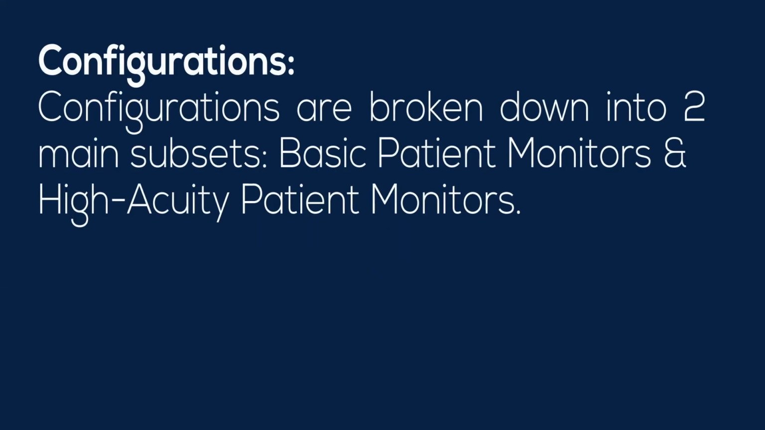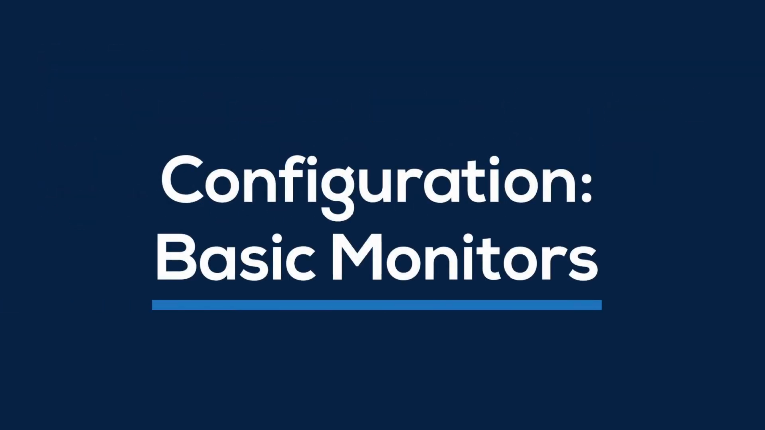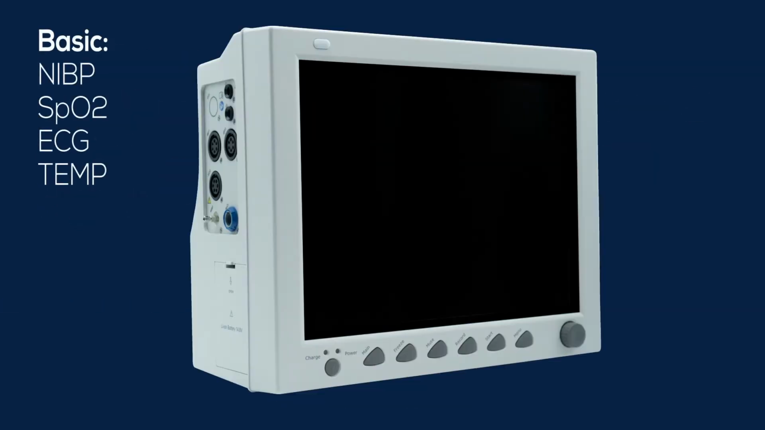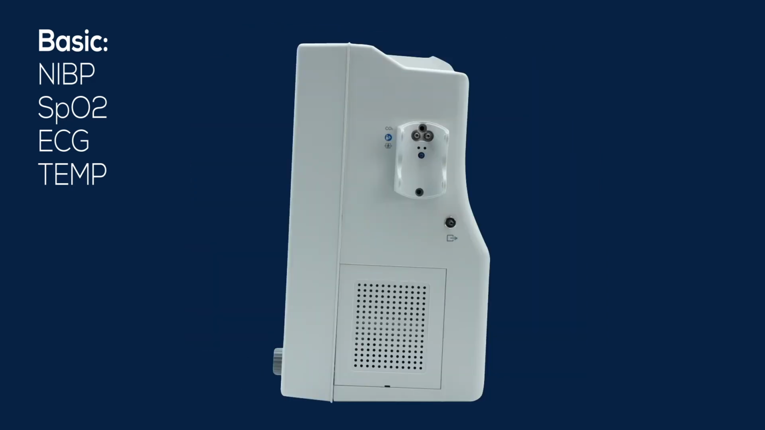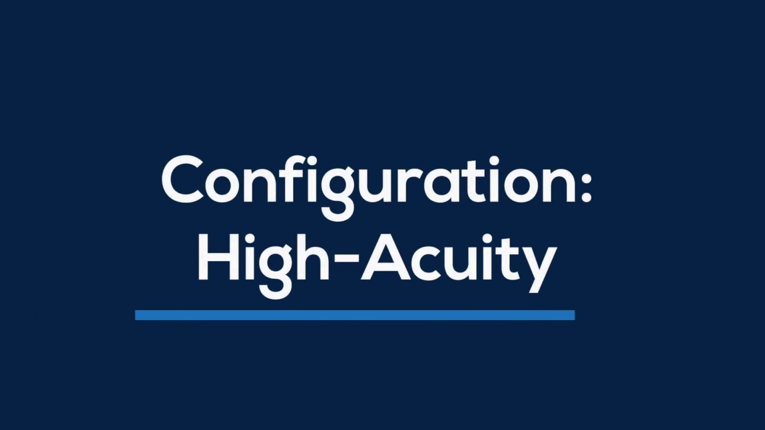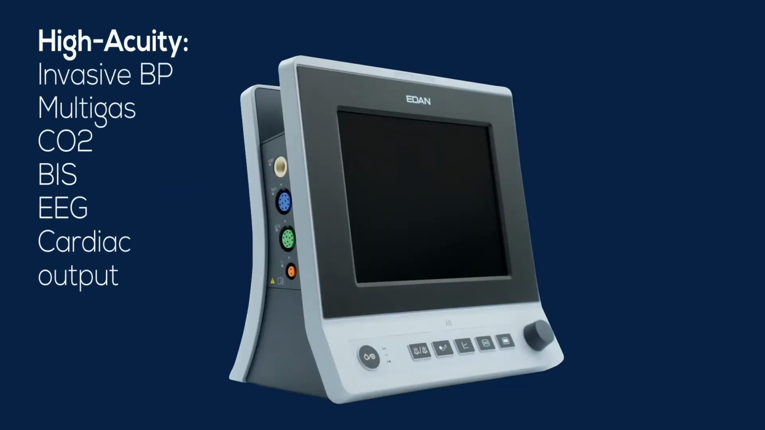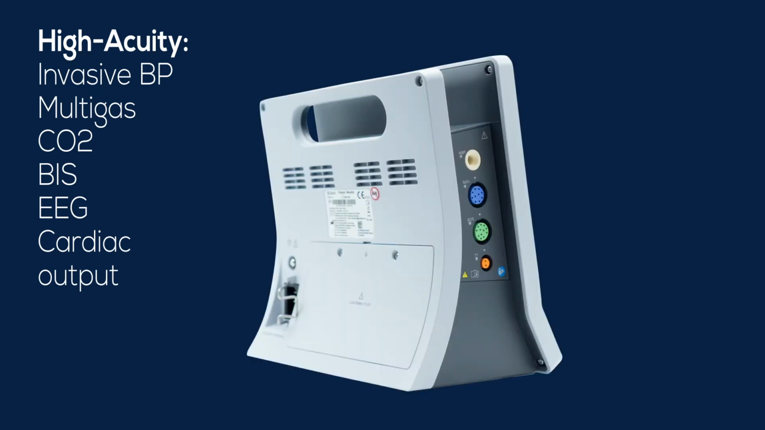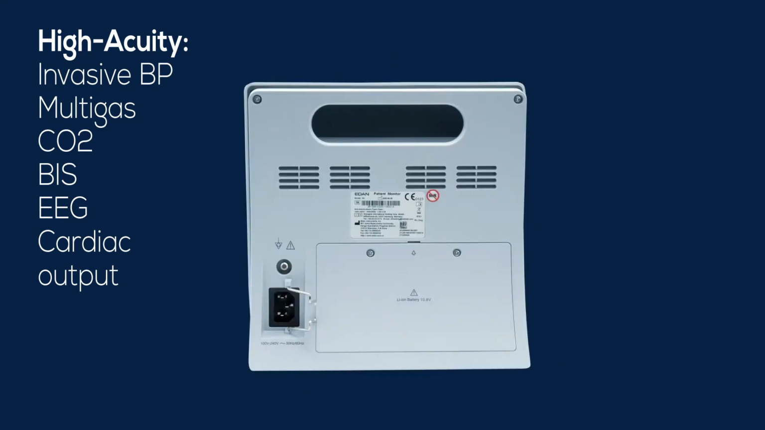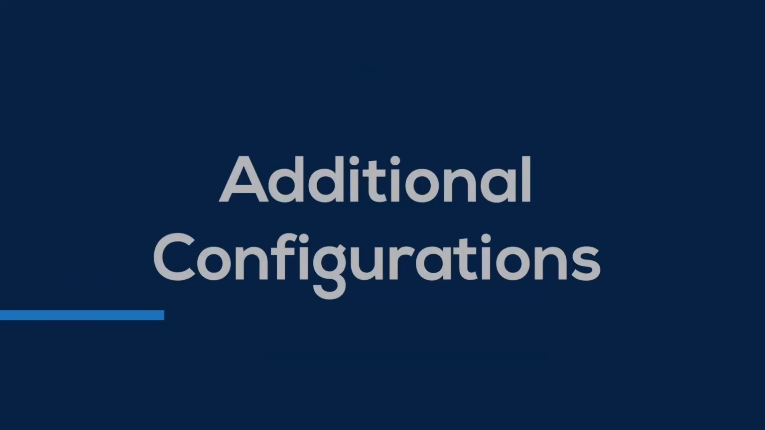There are two main subsets of configurations for patient monitors. There are basic patient monitors and there are high acuity patient monitors. Basic patient monitors include the parameters NIBP, SpO2, ECG, respiration, and temp. High acuity patient monitors come with additional parameters such as invasive blood pressure, multi-gas, CO2, EEG, and or cardiac output.